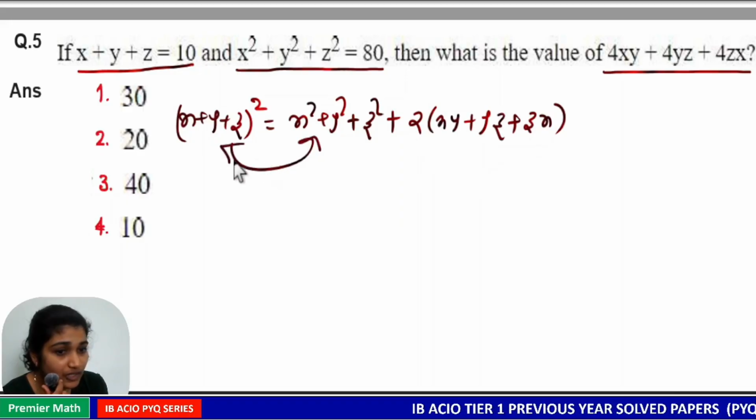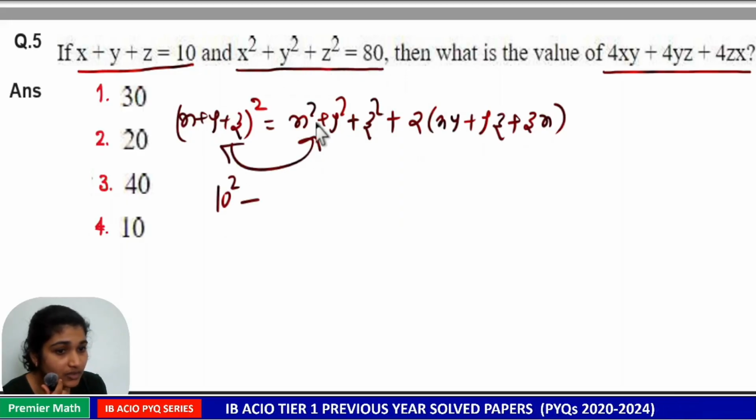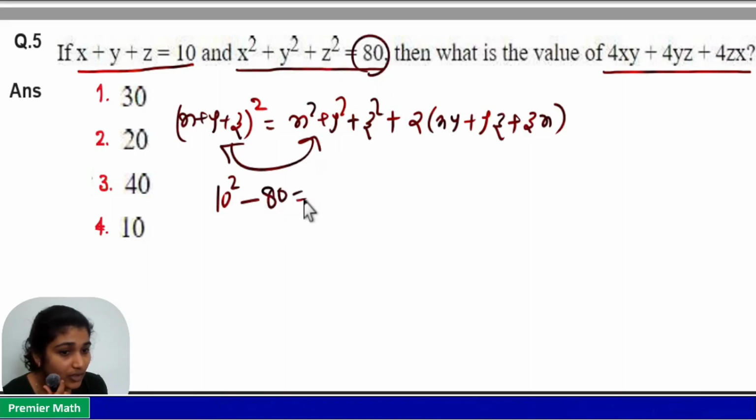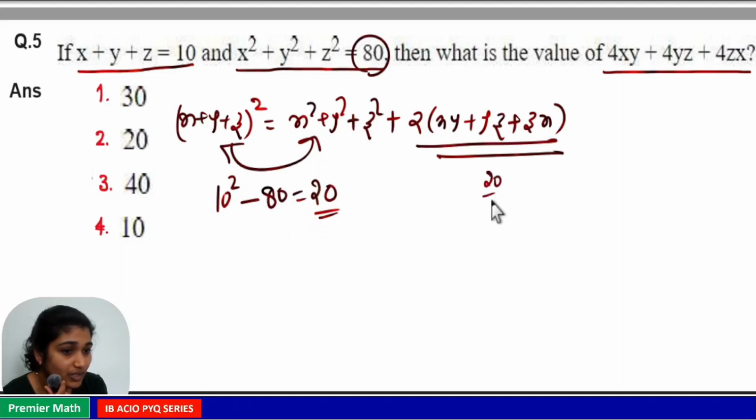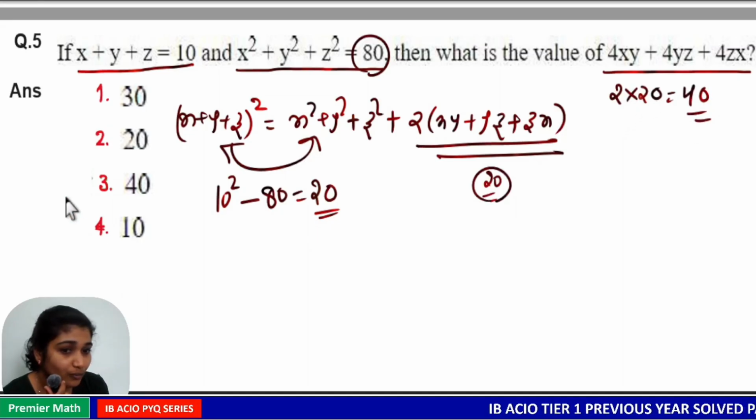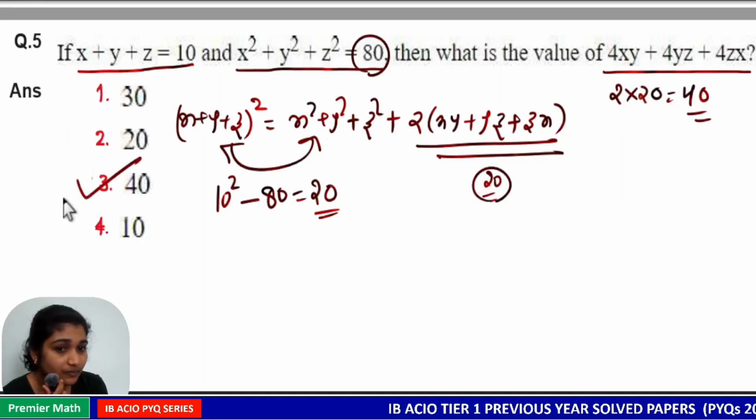So here the difference between these two is equal to 10 square minus 80. 10 square minus 80 is equal to 100 minus 80, which is 20, which means 2 times xy plus yz plus zx is equal to 20. Then 4 times this one is equal to 2 into 20, which is 40. Option 3 is your answer.